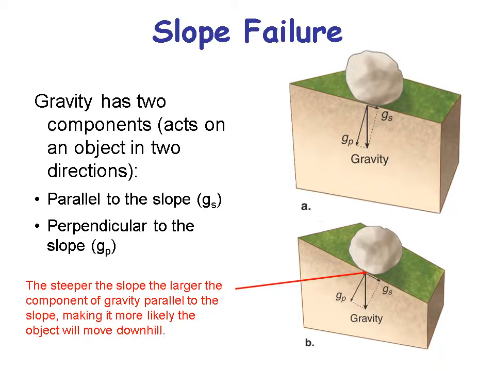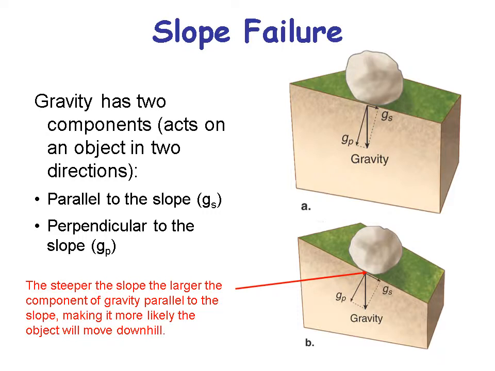And here's mathematically what we're trying to show with that. Gravity has two components. Gravity is the arrow going straight down to the center of the Earth, but the two components are GS, the part of gravity at an angle where it parallels the slope, and GP, the part of gravity that's perpendicular to the slope. So mathematically, you see that GS, i.e. the steeper slope, is longer in the lower picture, B, than it is in A.